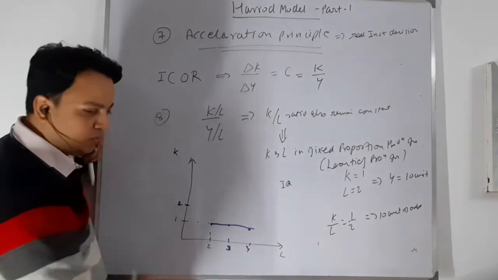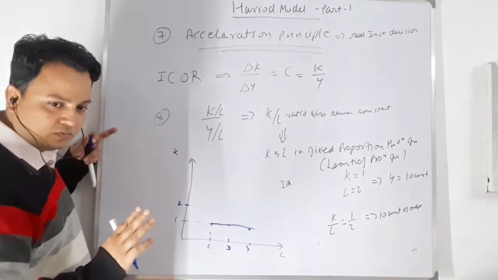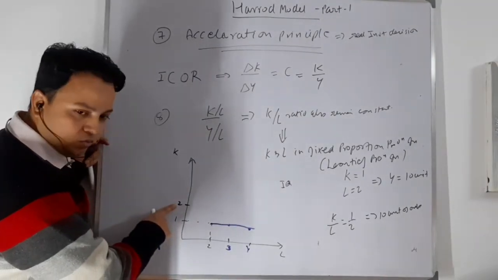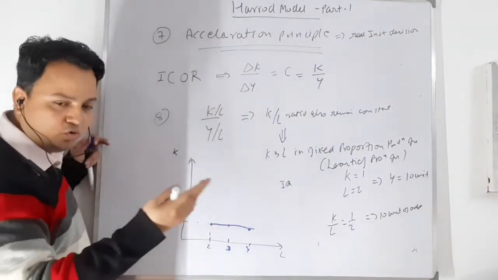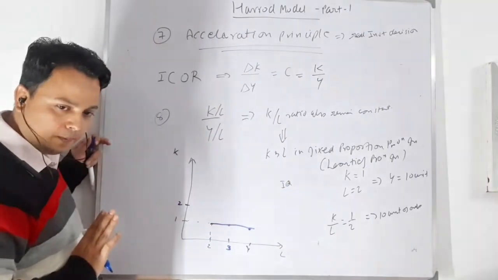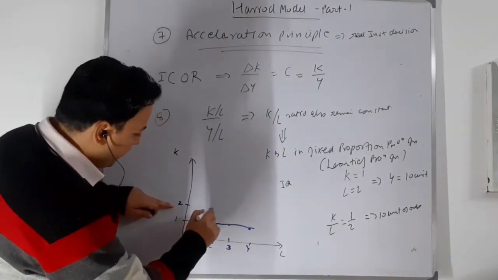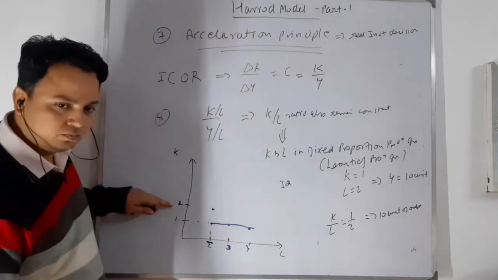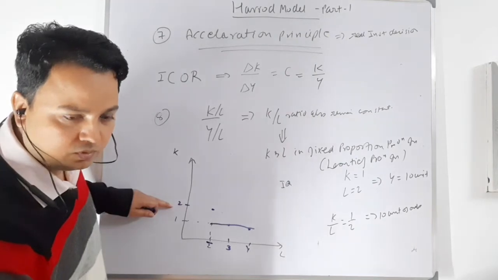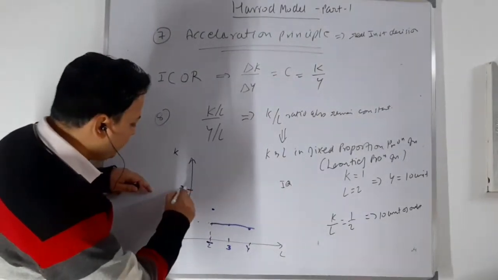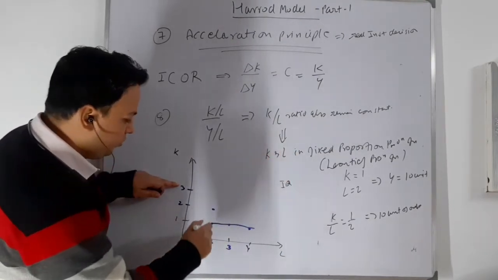2 units of labor and 2 units of capital. What is the proportion? It is not required. When I have 2 units of capital, I require 4 units of labor in order to produce 20 units of output. But if I have only 2 units of labor and 2 units of capital, I cannot produce more. If I have 3 units of capital and 2 units of labor, I cannot produce more. I can produce only 10 units.